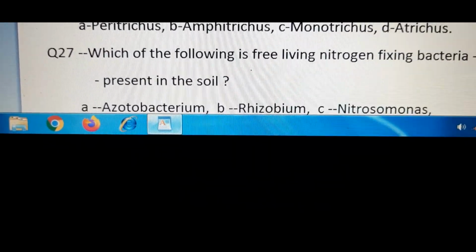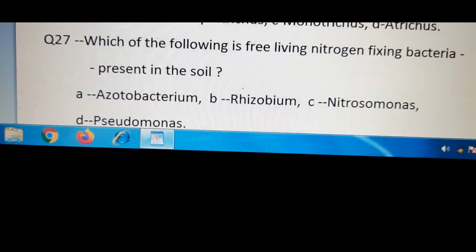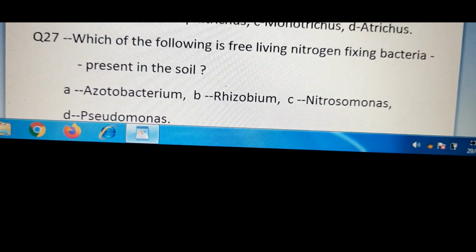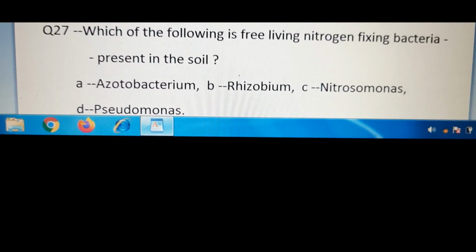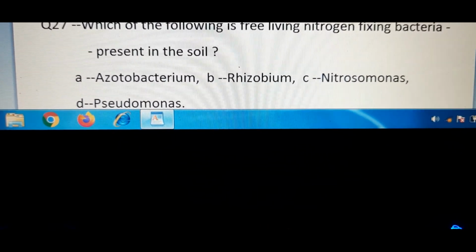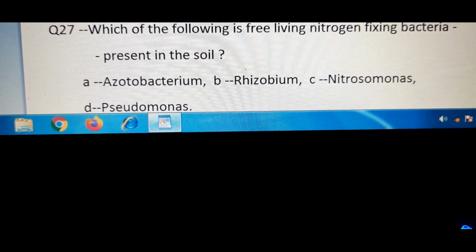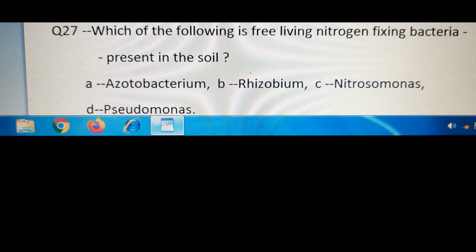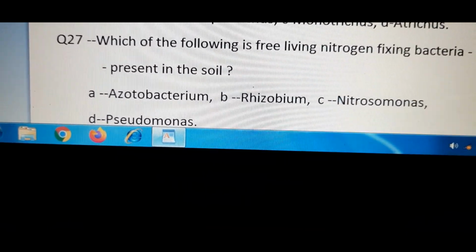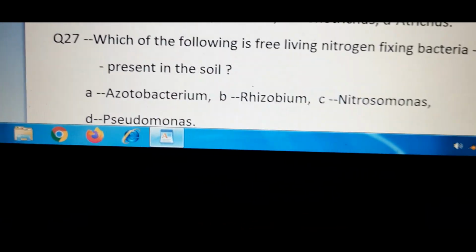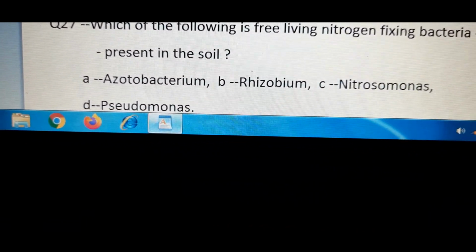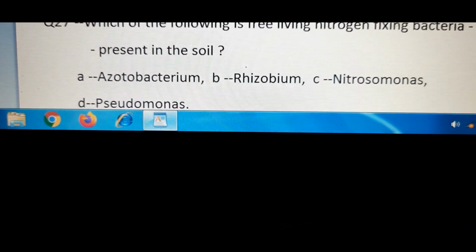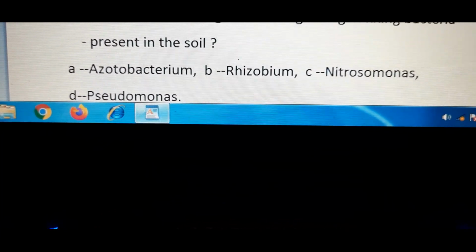Now question number 27 reads like this. Which of the following is a free-living nitrogen-fixing bacteria present in the soil? Soil bacterium that fixes the atmospheric nitrogen, that is Azotobacter. A is the answer. Rhizobium is also fixing nitrogen, but it is present in symbiotic association in the root nodules of the leguminous plants, whereas Azotobacter is present in the soil. Now Nitrosomonas, Pseudomonas, these are also bacteria, and A only is the answer for this.